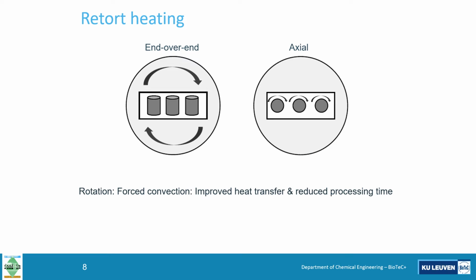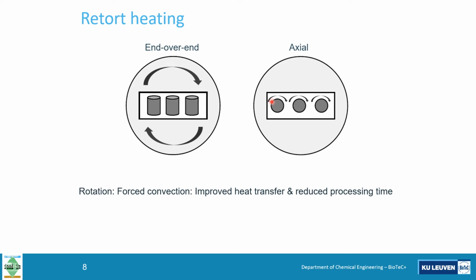Agitated retorts, the most typical thing they do there is rotation. So this induces forced convection inside the products, which improves heat transfer and also reduces processing times. The two most typical examples are end-over-end rotation, first of all, in which the rotational plane is along the symmetrical axis of the cans. The other one is axial rotation, where the rotational plane is perpendicular to the symmetrical axis of the cans.